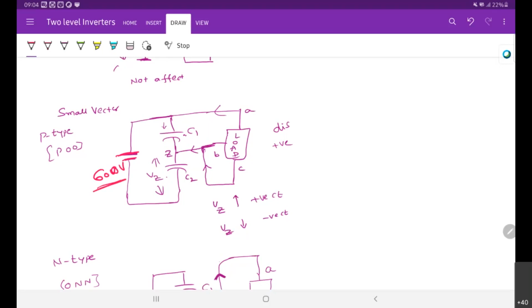If this is changing, then obviously the inverter output also changes.